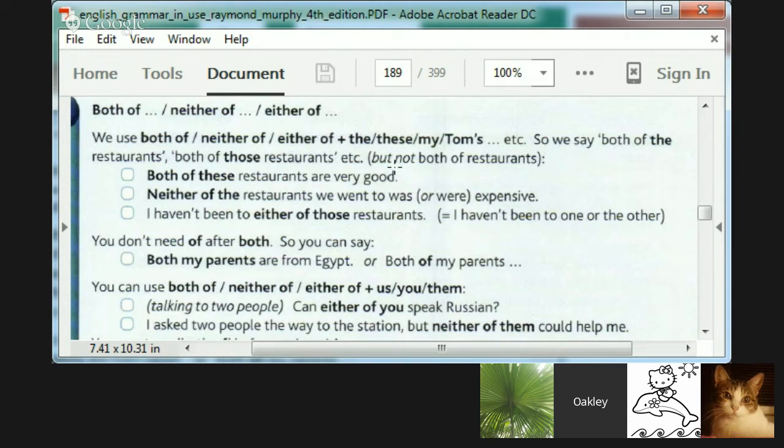Okay, but we can't say both of restaurants. So, for example, both of these restaurants are very good. These or those, fine. Both of the restaurants is possible. Neither of the restaurants we went to was expensive or were expensive. I haven't been to either of those restaurants. I haven't been to one or the other.